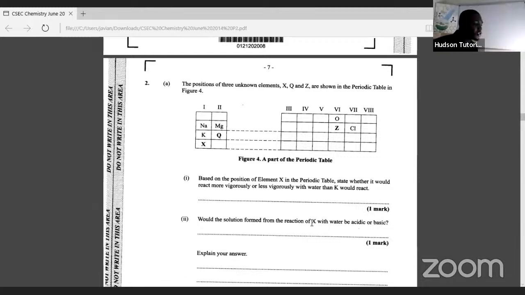It says the positions of three unknown elements, X, Q, and V. Wow, Z, not V. I'm moving too fast. All right, let's go. So the positions of three unknown elements, X, Q, and Z, are shown in the periodic table. Based on the position of element X, state whether it would react more vigorously or less vigorously with water than K would react. Let's analyze this. Firstly, you have to take into account and understand the periodic table.